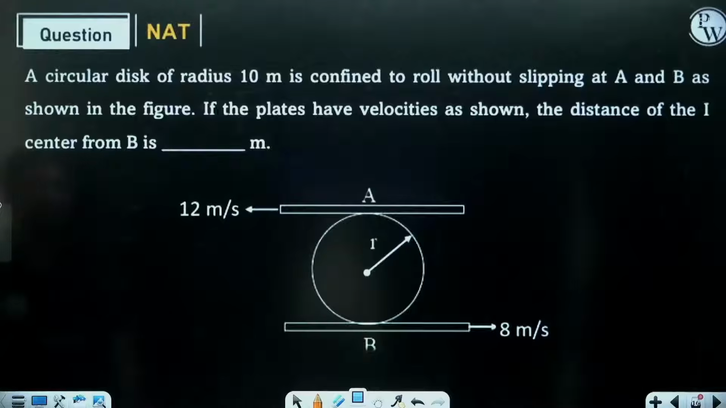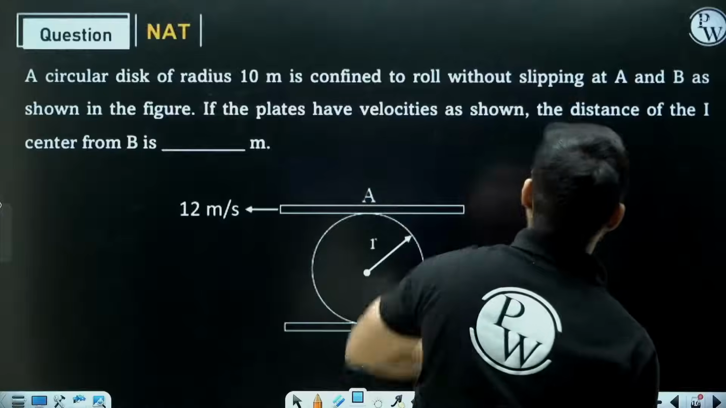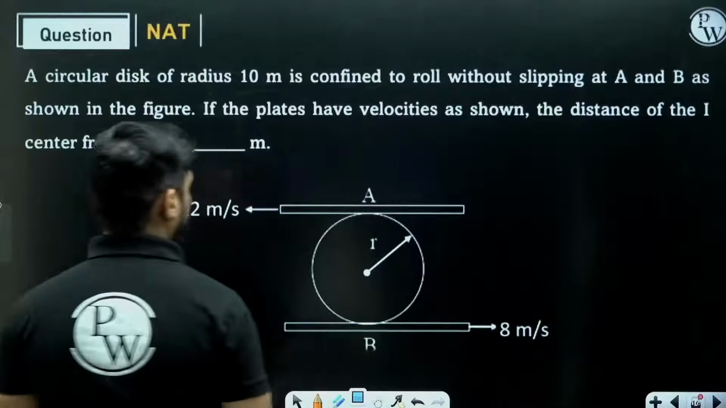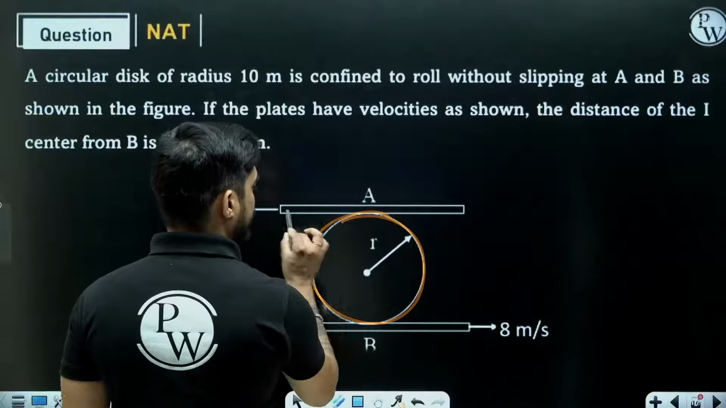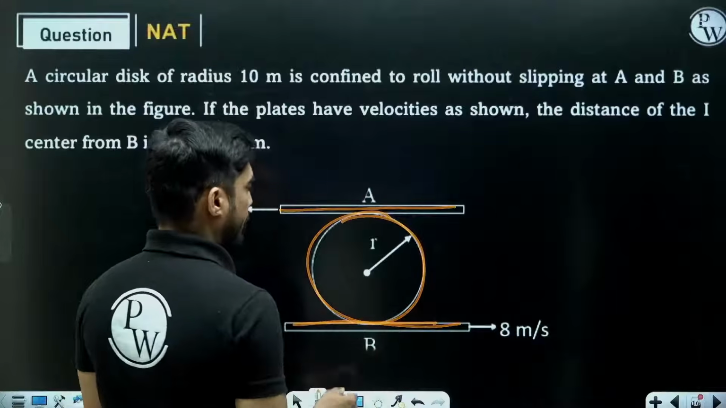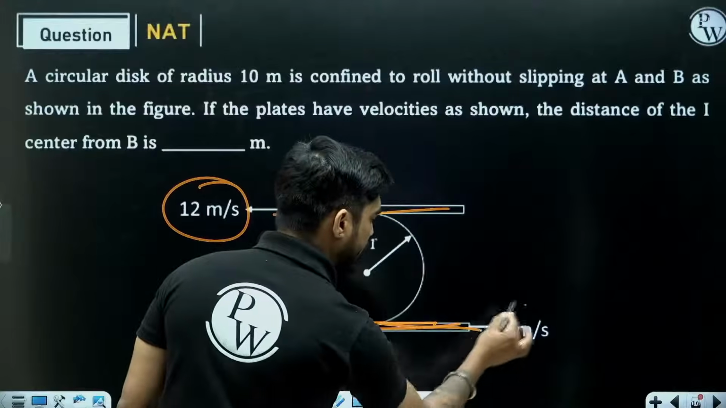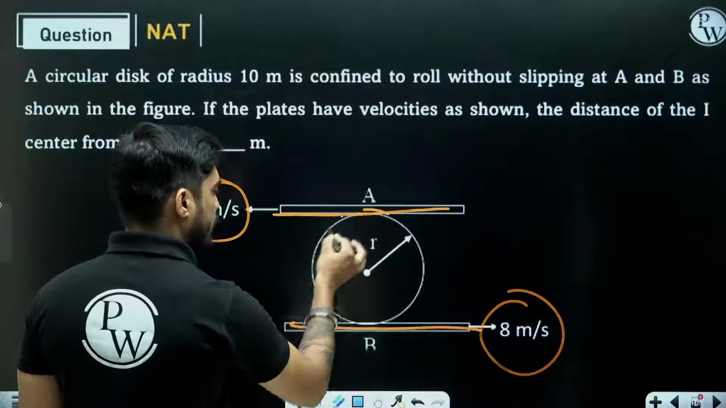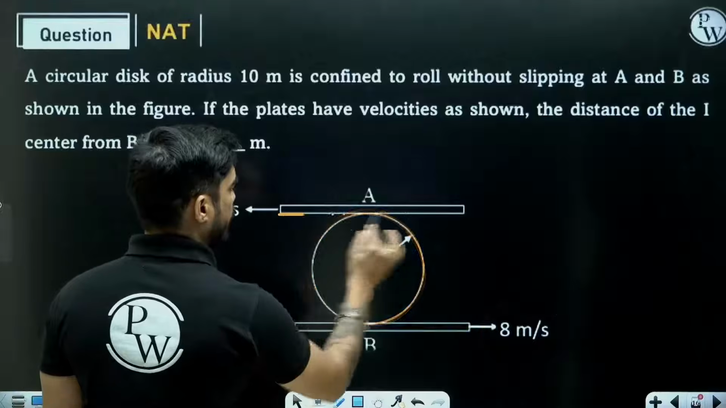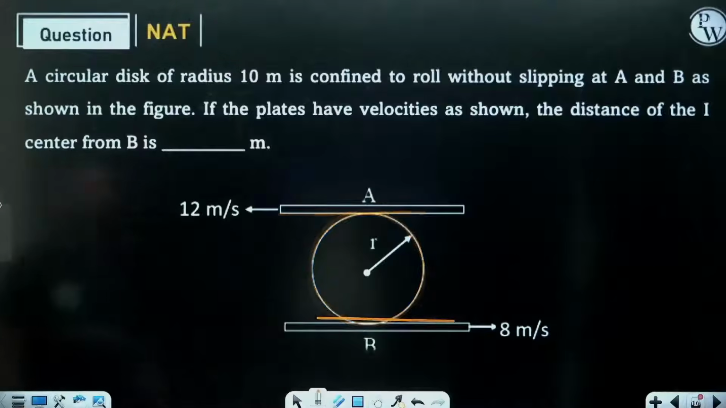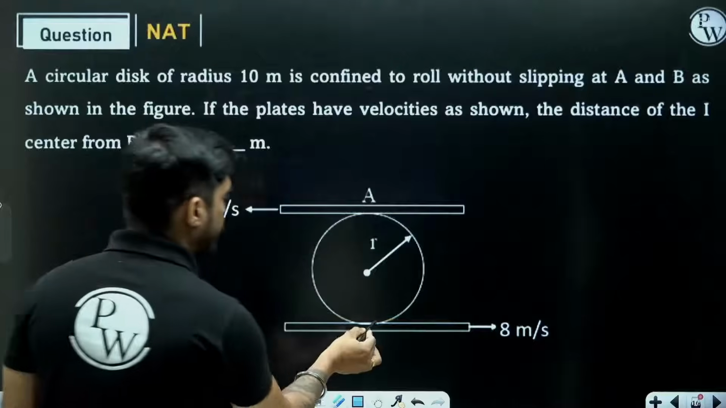A circular disc of radius 10 meter is confined to roll without slipping at A and B as shown in figure. Okay, look at this. This is a circular disc. Let's say these are two plates. Plate A is moving at 12 meter per second, plate B is moving at 8 meter per second, and between these two plates we have this wheel which is rolling without slipping between two plates. If the plates have velocities as shown, the distance of I center from point B is.